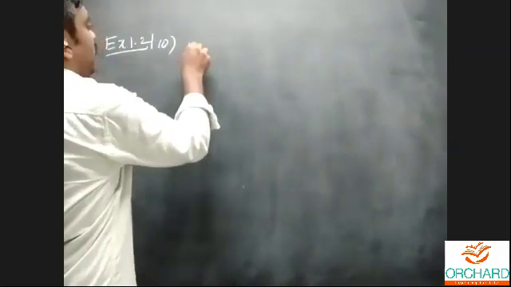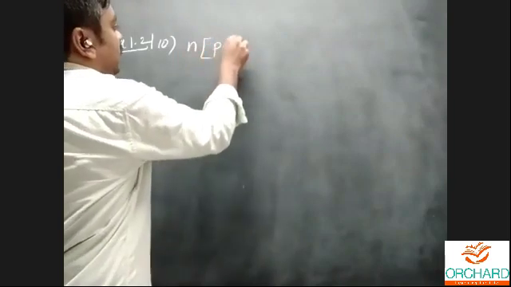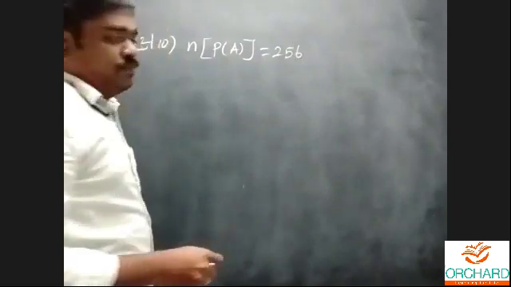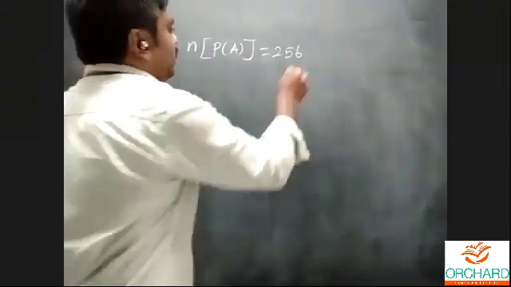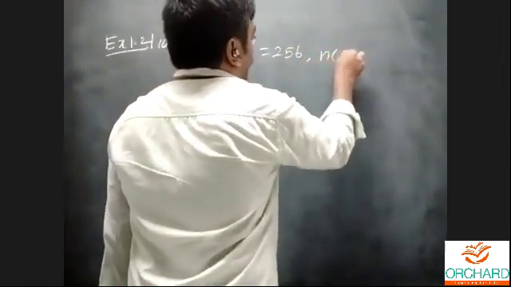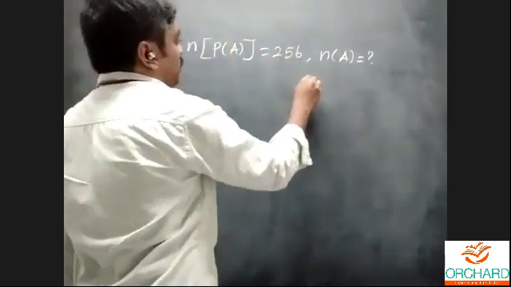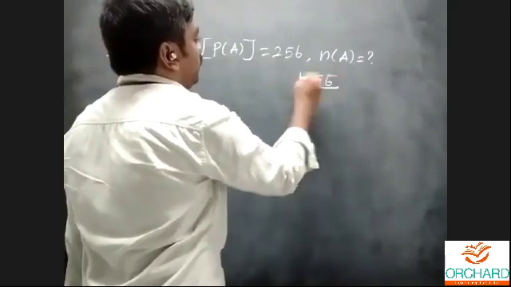They have given n of P of A, the number of elements in the power set of A, that is 256. Which means, how many elements are in set A? You want to identify n of A. First, you can factorize 256, using the 2 table.